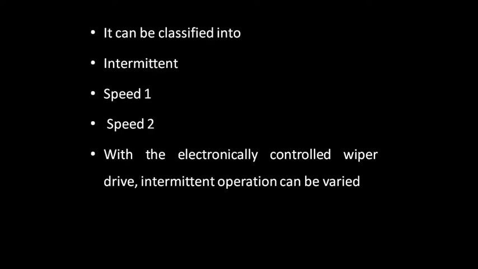So that it will function as per need. It is classified into intermittent, speed 1 and speed 2. So what are speed 1 and speed 2 here? We'll discuss the intermittent condition also, but I will say speed 1 is low speed. We can consider speed 1 as low speed and speed 2 as high speed. So what is the intermittent condition? The intermittent condition is where the wipers stop momentarily between each wipe. That is, it puts a break in between each wipe. With the electronically controlled wiper, the intermittent operation can be varied infinitely.